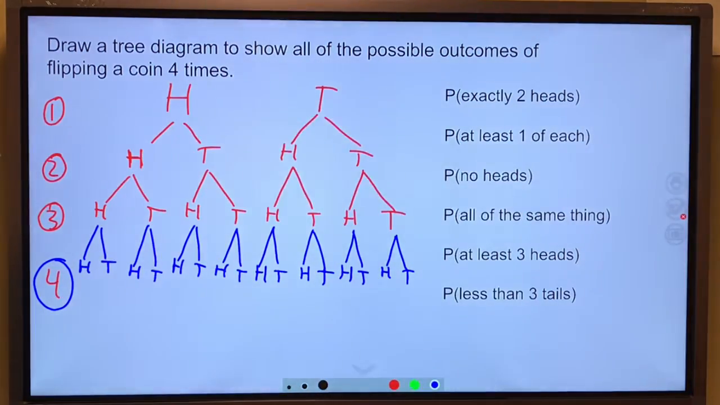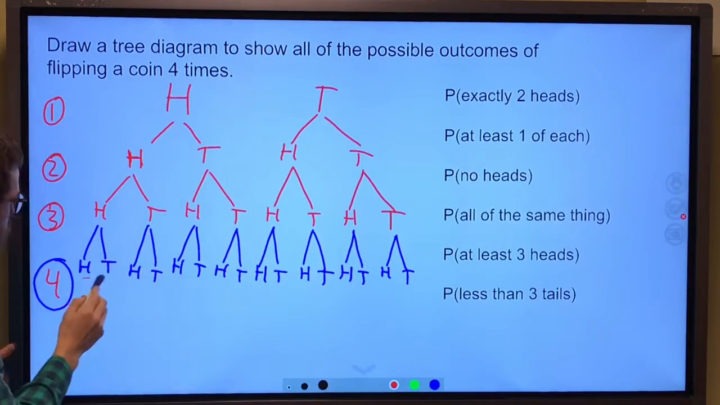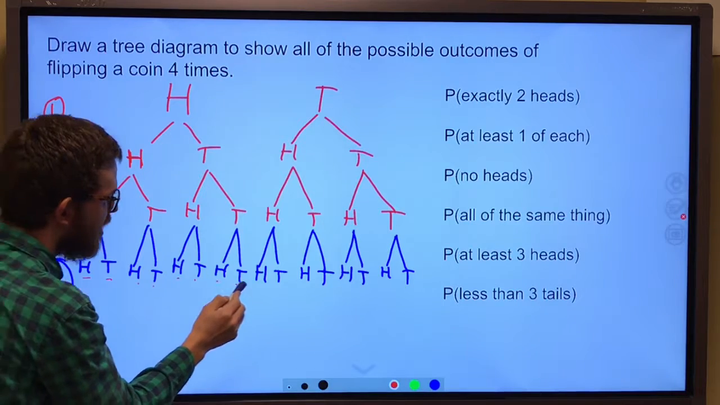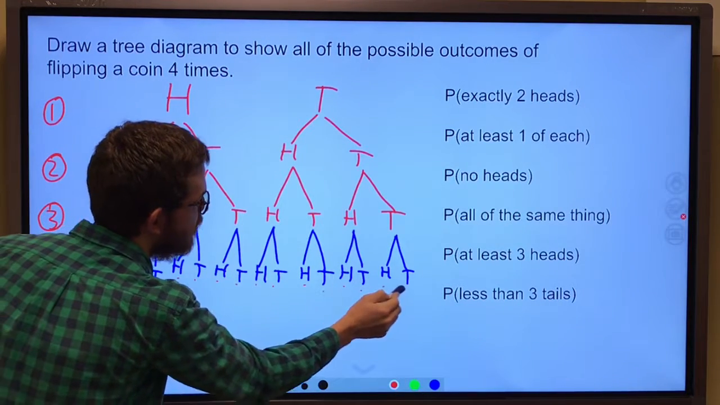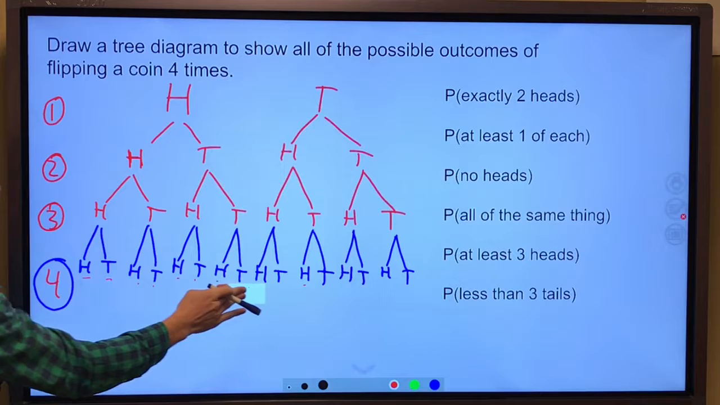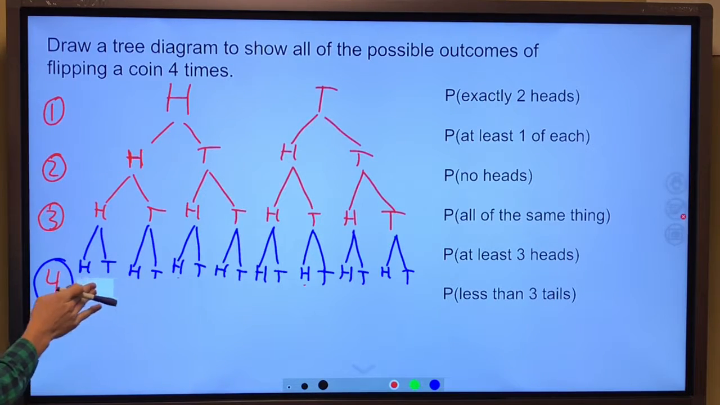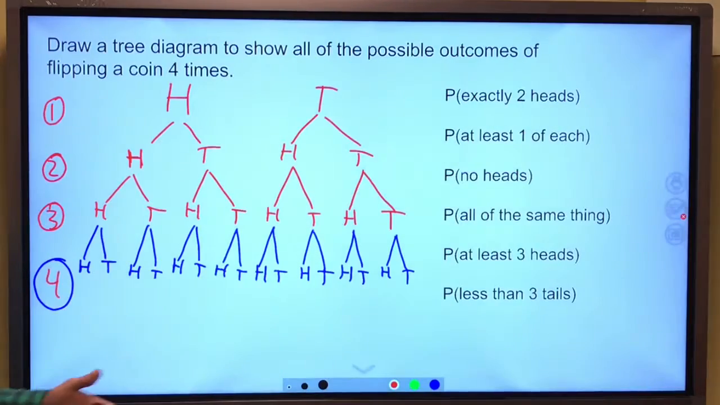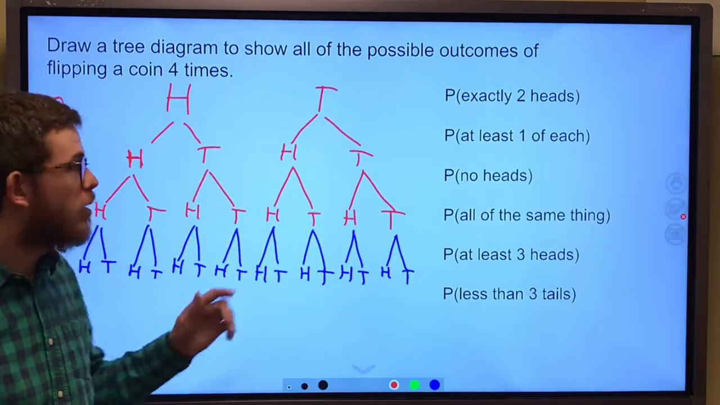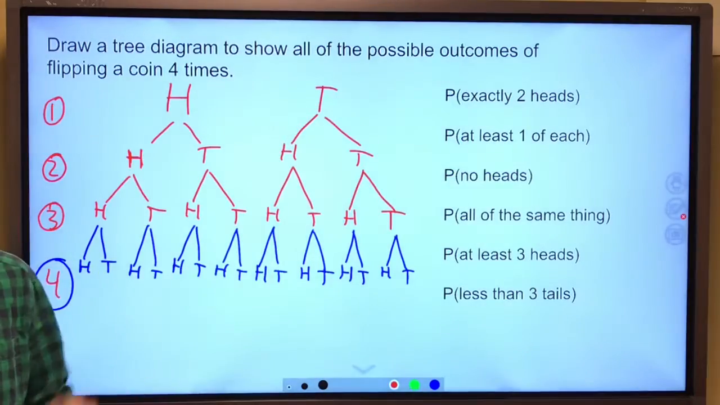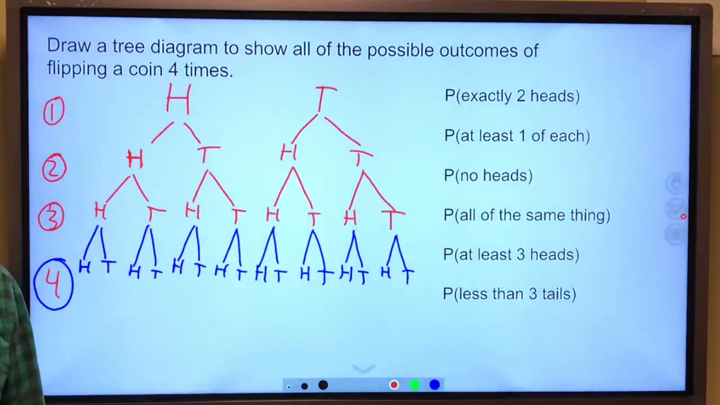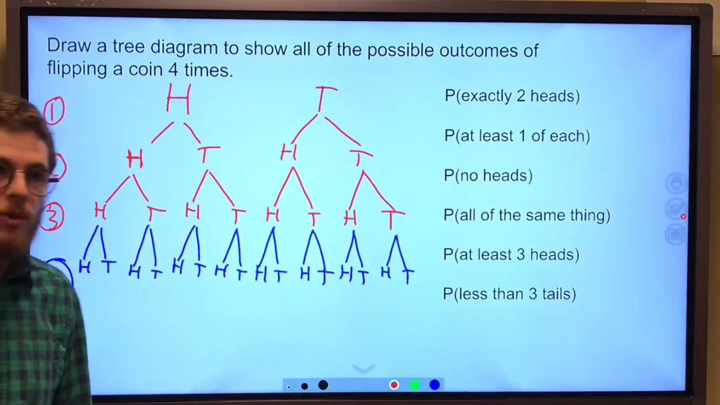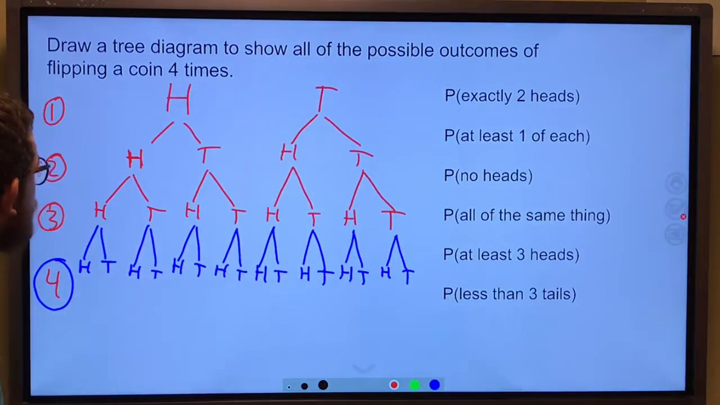All right, so now we have our tree diagram. There are 1, 2, 3, 4, 5, 6, 7, 8, 9, 10, 11, 12, 13, 14, 15, 16 possible things that could happen when we flip a coin 4 times. Our sample space is 16. So how many of these, that's what we need to find out in order to find the probability, get us exactly 2 heads. If we flip a coin 4 times, how many times will we get heads exactly twice?